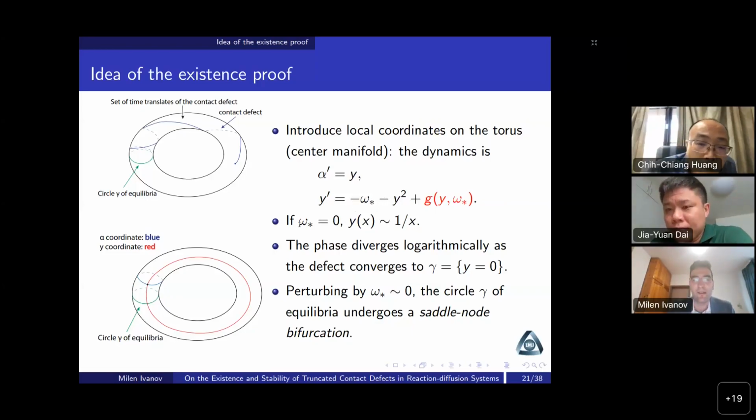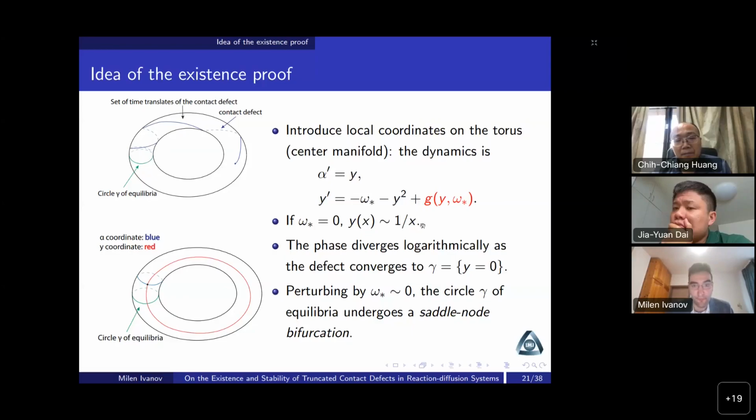Let's remember, omega star is my perturbation. If my system is unperturbed, y is like 1 over x, and alpha prime is like 1 over x. So alpha is like a logarithm, which explains this logarithmic divergence I mentioned earlier. The phase diverges logarithmically, which means that the contact defect spins and spins more and more as it approaches the green circle.